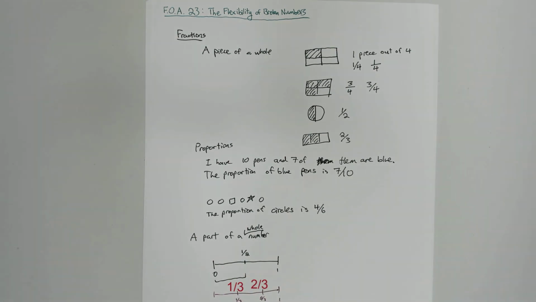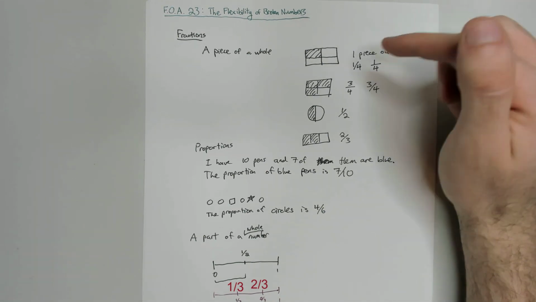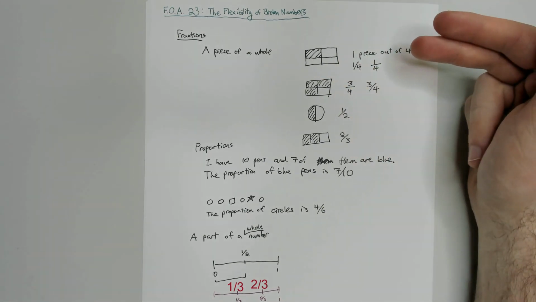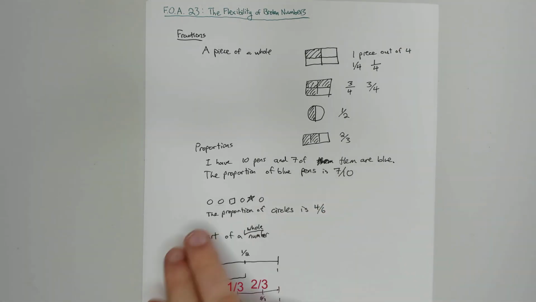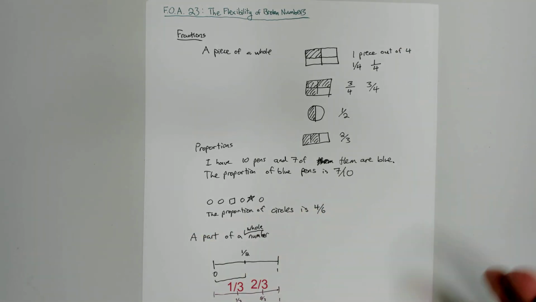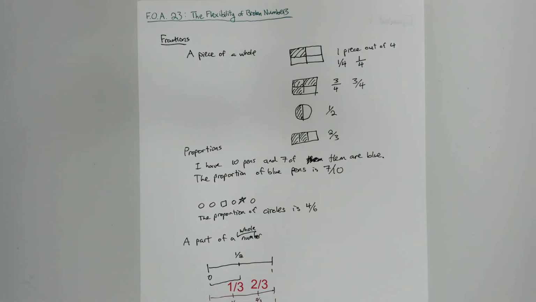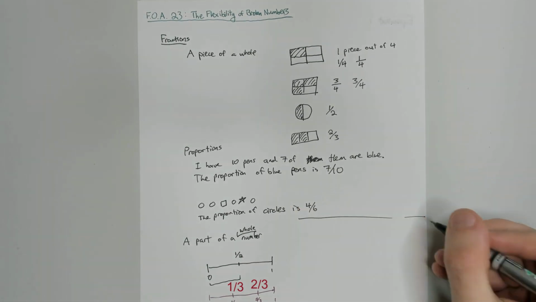So we have a few different ways of looking at fractions, and there will be some other ones that I will introduce in future videos. But basically, we can think of a fraction as being a piece of the whole, or we can think about it as saying what proportion out of a total amount something is represented. So what proportion of pens are blue, or what proportion of shapes are circles. And we can also think about a fraction as just being a number, and it's a number that's kind of between whole numbers.